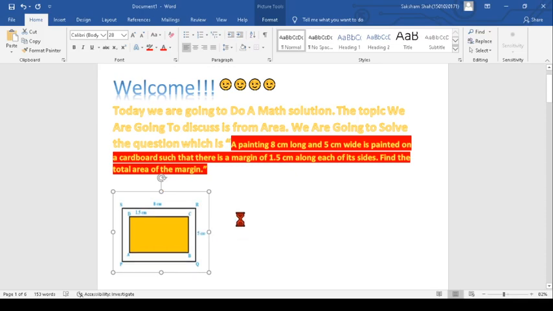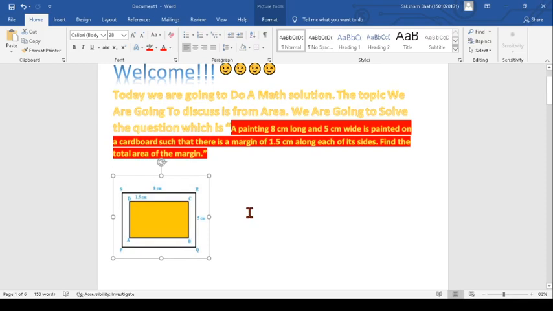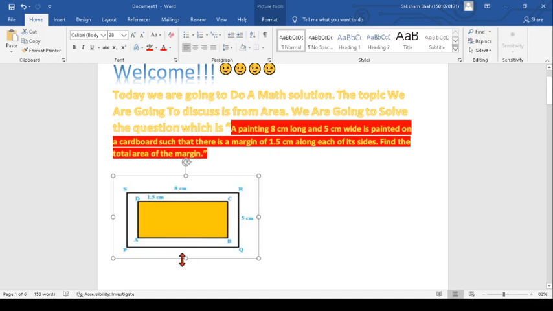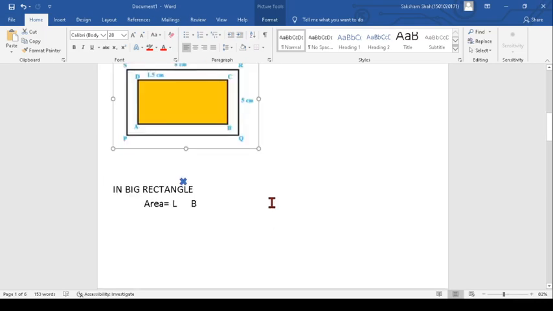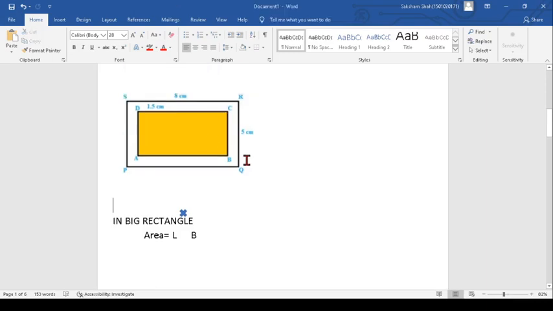You can watch the figure there. There are two rectangles, one small and one big. The length of the big rectangle is given as 8 cm, and in the same way the breadth is given as 5 cm, and the margin is 1.5 cm along its sides. First of all, we have to see the figure in the big rectangle.